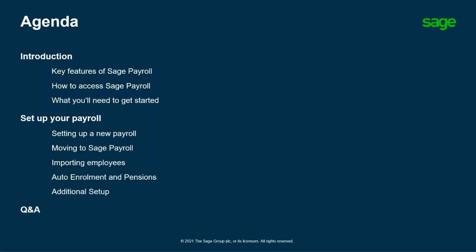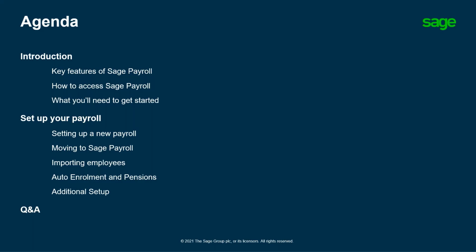So we're now going to run through what we're going to cover in the webinar today. I'll start with an introduction, just running through very briefly some of the key features of Sage Business Cloud Payroll. We're then going to demo how to access the software from your browser, and we're going to show you around how to find all of the main areas. And then I'm going to work through a checklist of the information that you'll need to get started, and hopefully get you to the point where you're ready to run your first payroll at the end of this session.